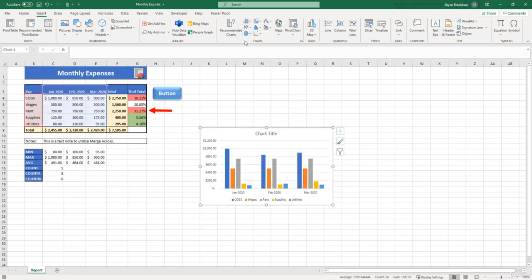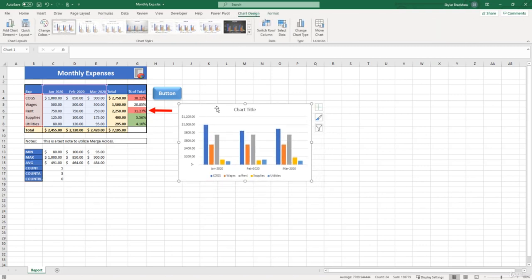Now that our chart is inserted, we can kind of see how it handled our data. It put each month on the x-axis. It gave a color to each one of our expenses for our legend, and also graphed the amount of each expense for each month. So quickly looking at this chart, we can see that the blue bars are the highest one each month.